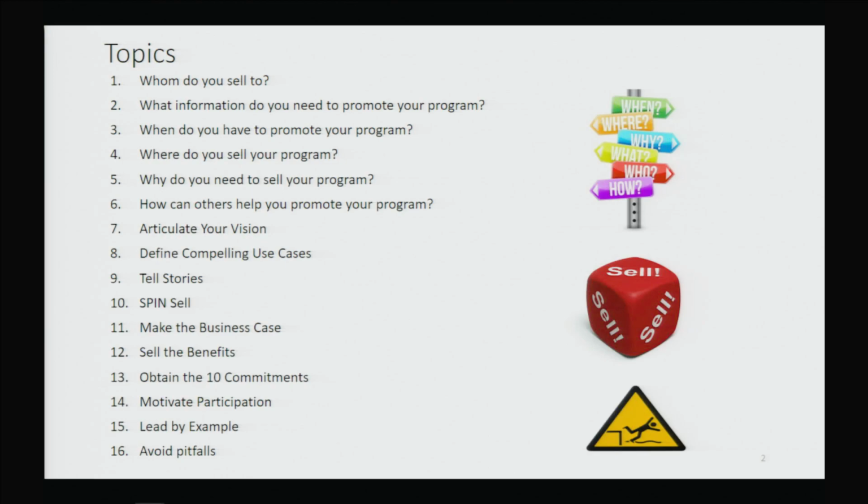And then there are some themes that those of you who attended my workshop will find familiar, one of which is the idea of articulating your vision. We'll talk about the importance of a vision, defining use cases for your users, telling stories, and then the SPIN selling methodology and how you can use that to sell KM. We'll talk about making the business case, selling the benefits, getting support from your senior leadership, how to motivate participation, which is always a big one, and leading by example.